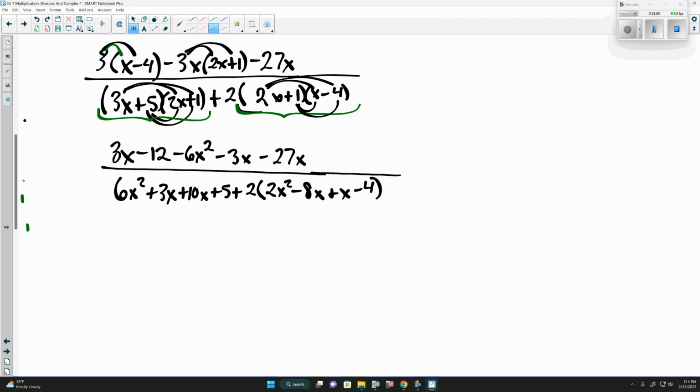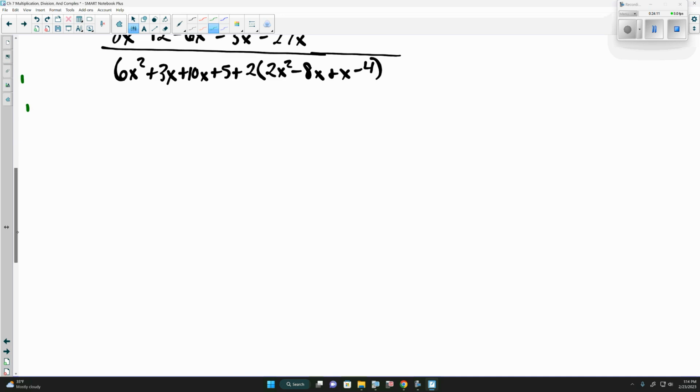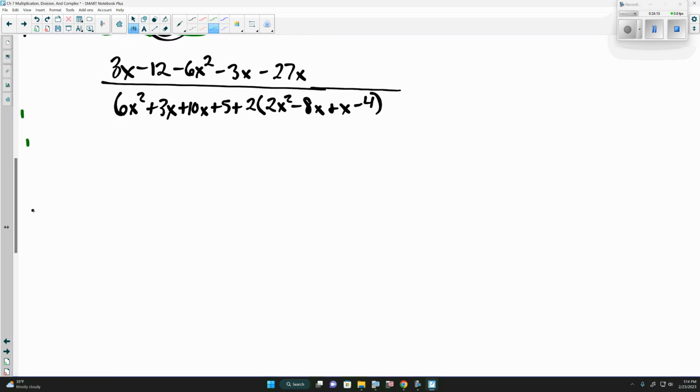Now, at this point here, we can start simplifying some things. There we go. Now the numerator, we can go on and start combining like terms. Well, negative 6x squared does not have any like terms, so it's just negative 6x squared. However, 3x minus 3x is 0. They're gone. So all we have left is negative 27x minus 12.